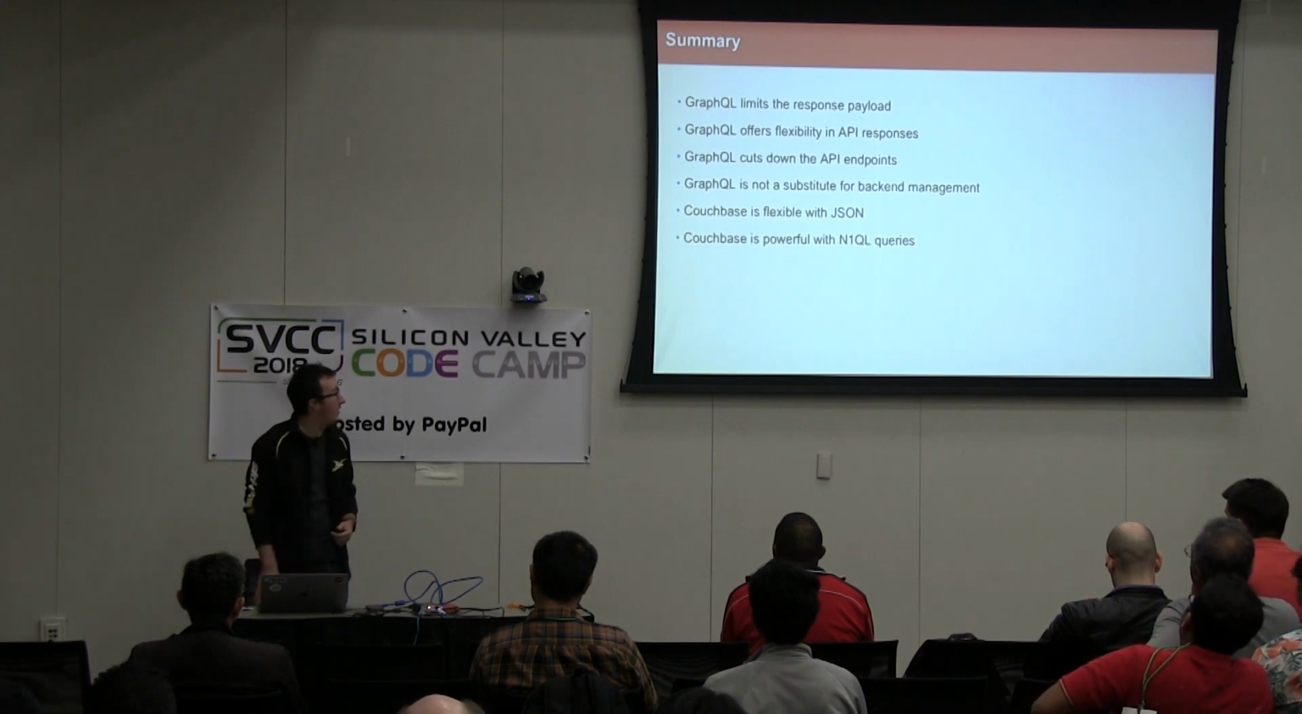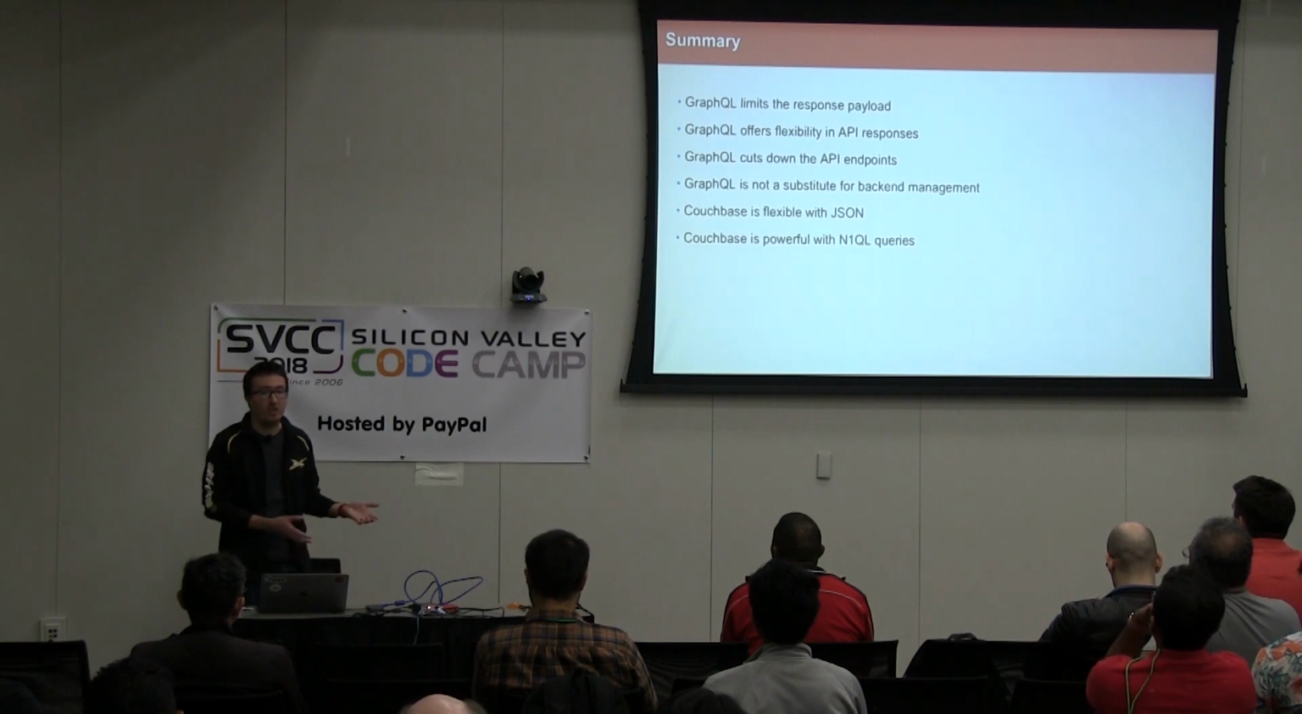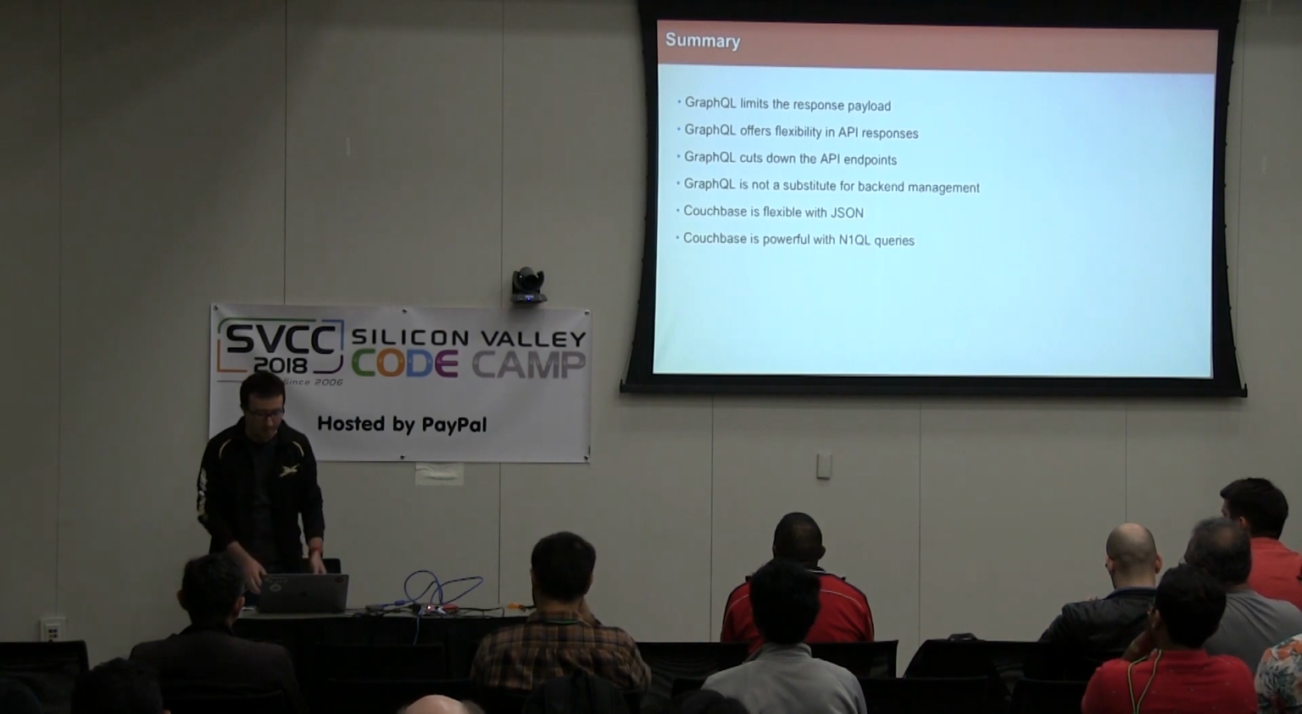In terms of Couchbase, it's flexible with JSON. It was particularly useful with this example because we had JSON annotations. It played nice with GraphQL. So it kind of made sense versus a relational database. And then it did make it easier with Nickel.